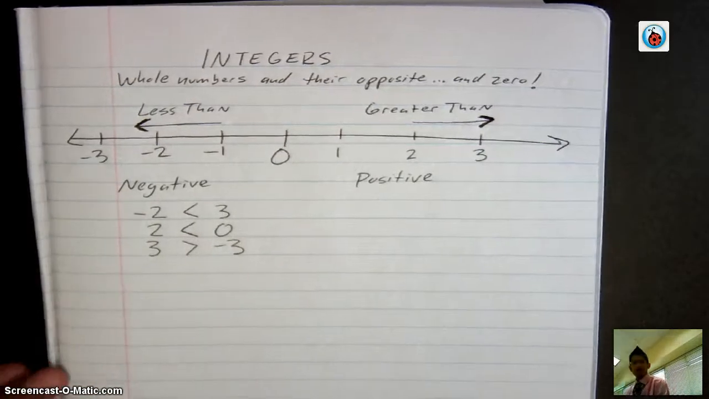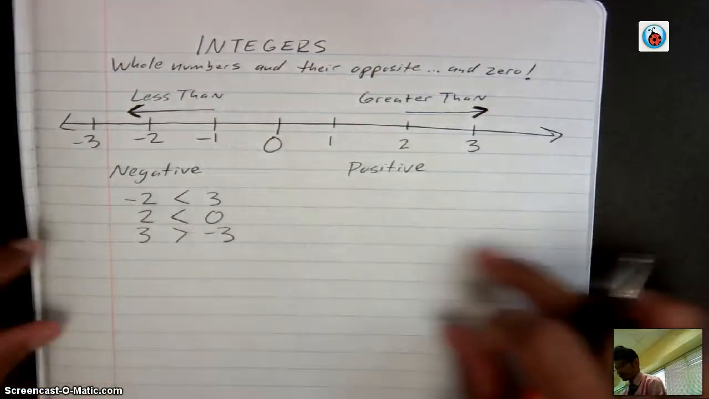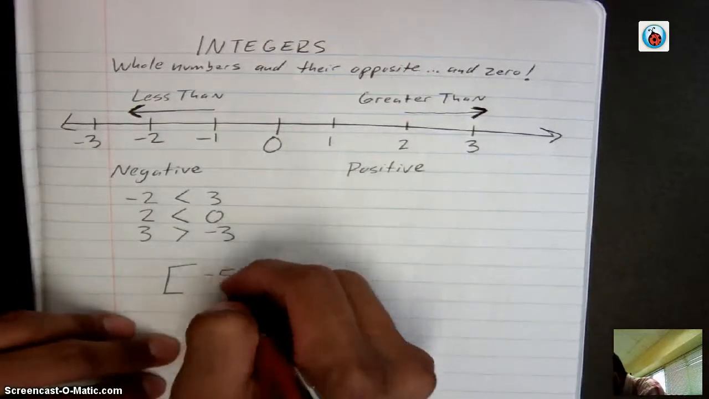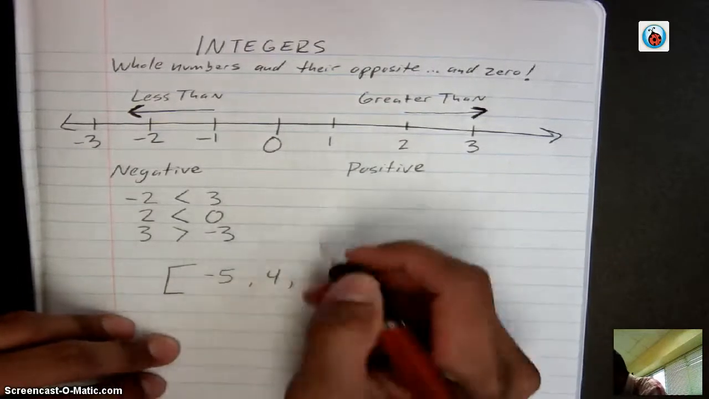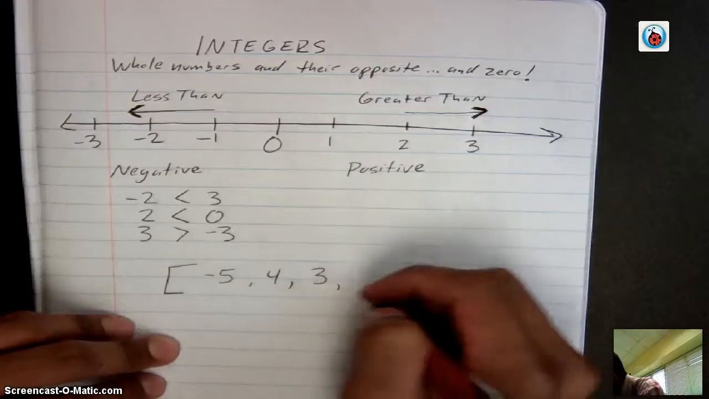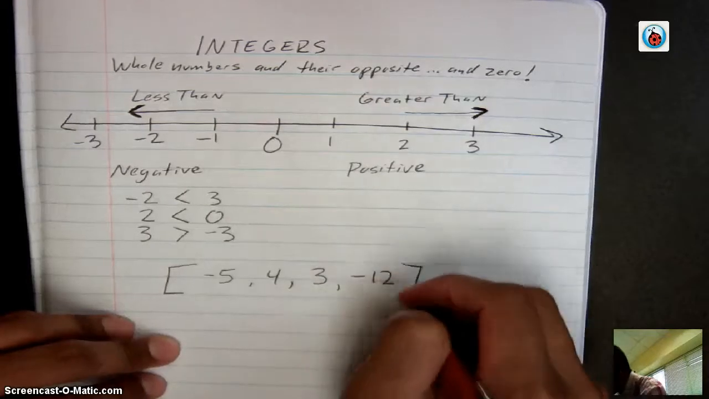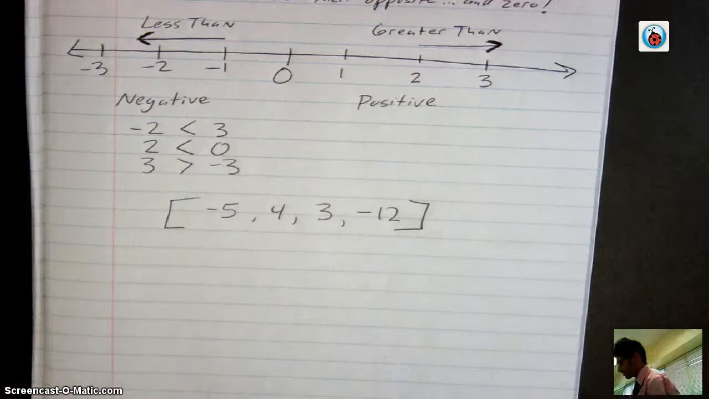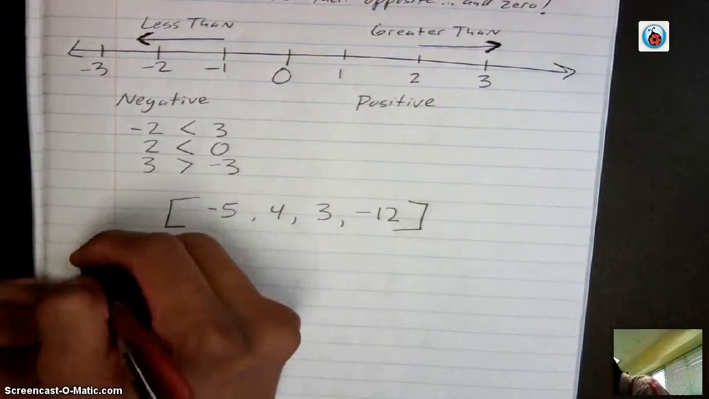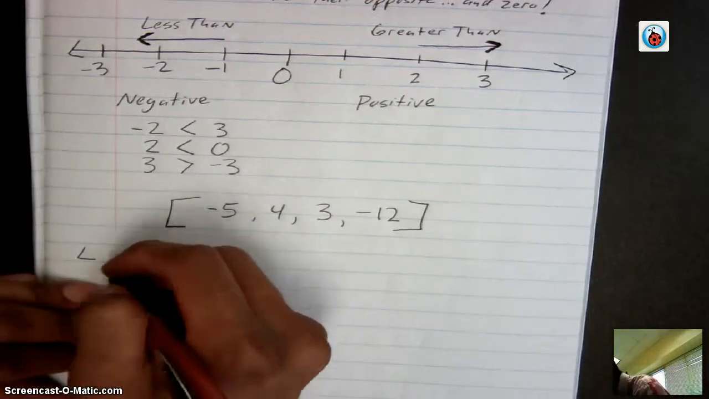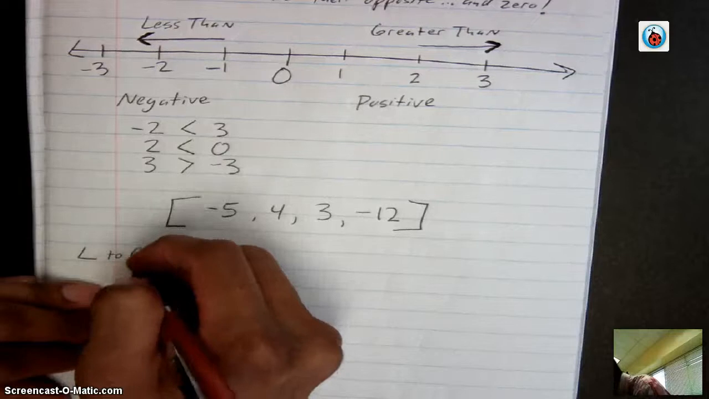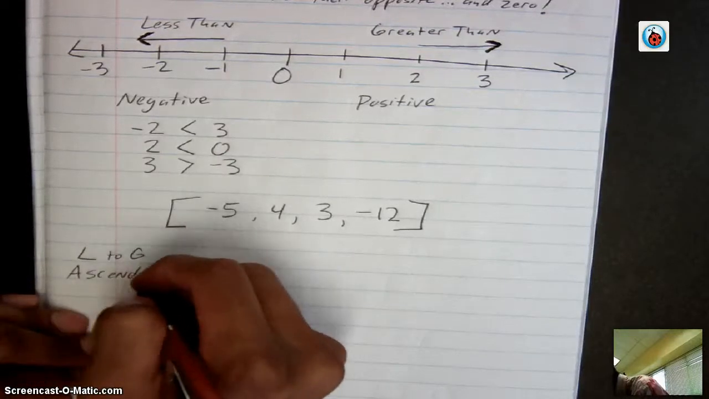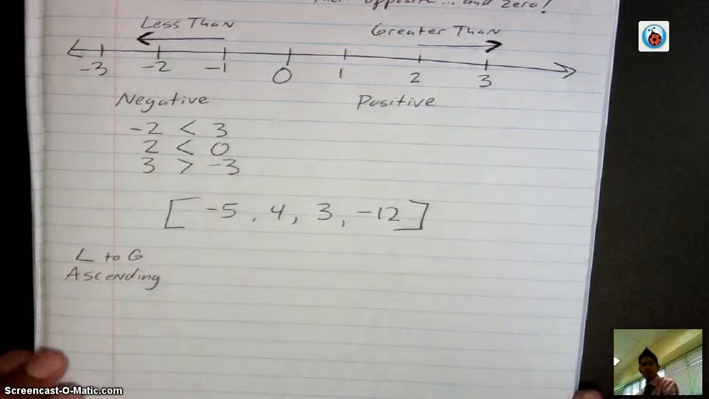Okay, so now let's make a list here of some numbers and we'll put them in order. I've got negative 5, 4, positive 3, and negative 12. And we're going to put these in order two ways. We're going to do from least to greatest and from greatest to least. So here's from least to greatest, and we call this ascending order. That should be a new word for you guys. Ascending order means from least to greatest.